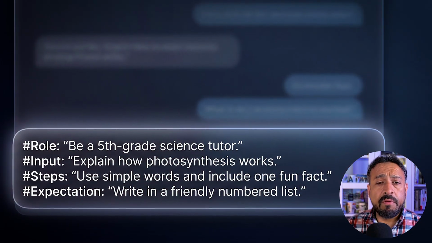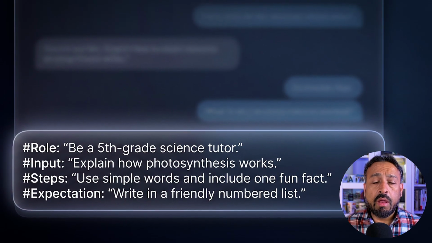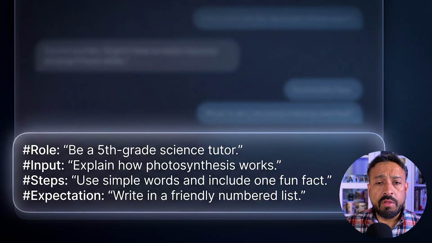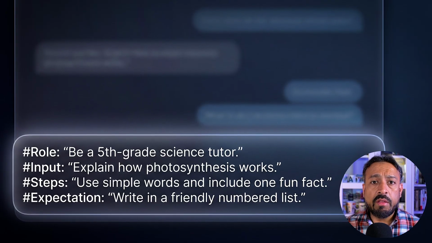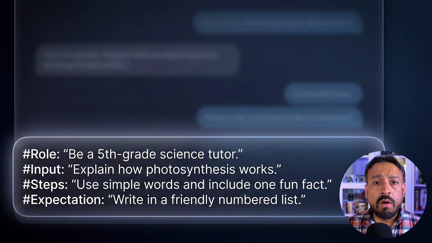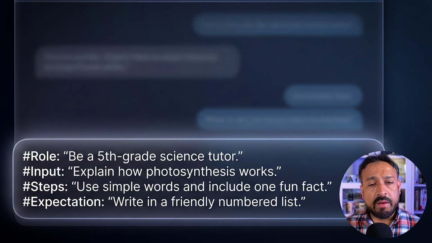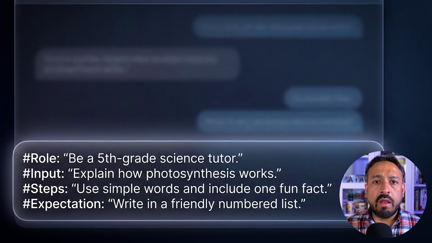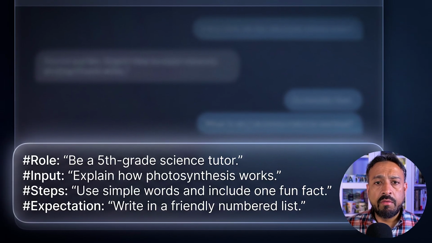So let's look at a couple of examples. Example number 1, going through RISE. Role is: be a 5th grade science teacher. Input: explain how photosynthesis works. As for steps: use simple words and add one fun fact. E, expectation: write in a friendly bullet list.